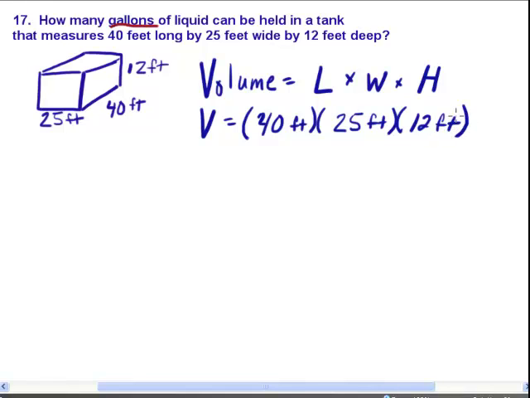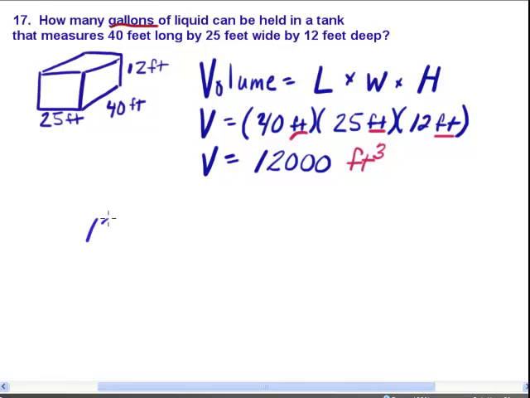Okay. We're going to multiply all of these numbers together on the calculator. 40 times 25 times 12, and that's going to give us 12,000. But the question is, 12,000 what? Numbers don't mean anything unless they have units associated with them. So I've got feet times feet times feet, and what that ends up giving me in my answer is 12,000 cubic feet. But if I go back up here and look, they didn't ask me for cubic feet, they asked me for gallons, and so I need to convert that.